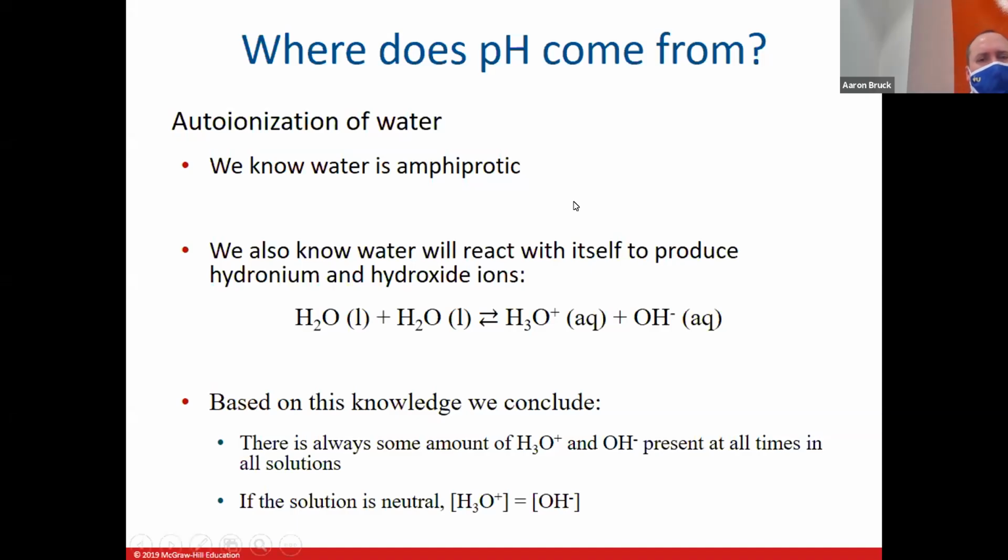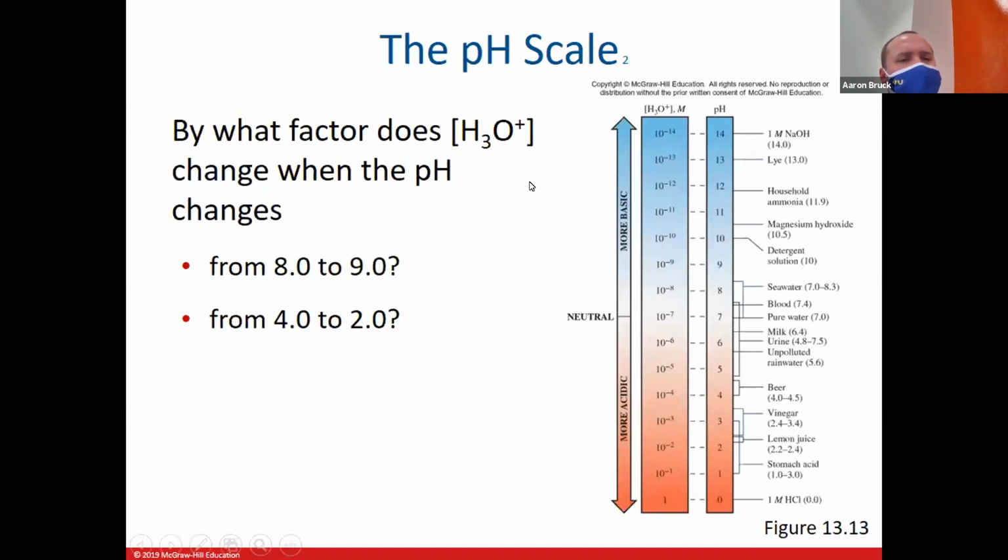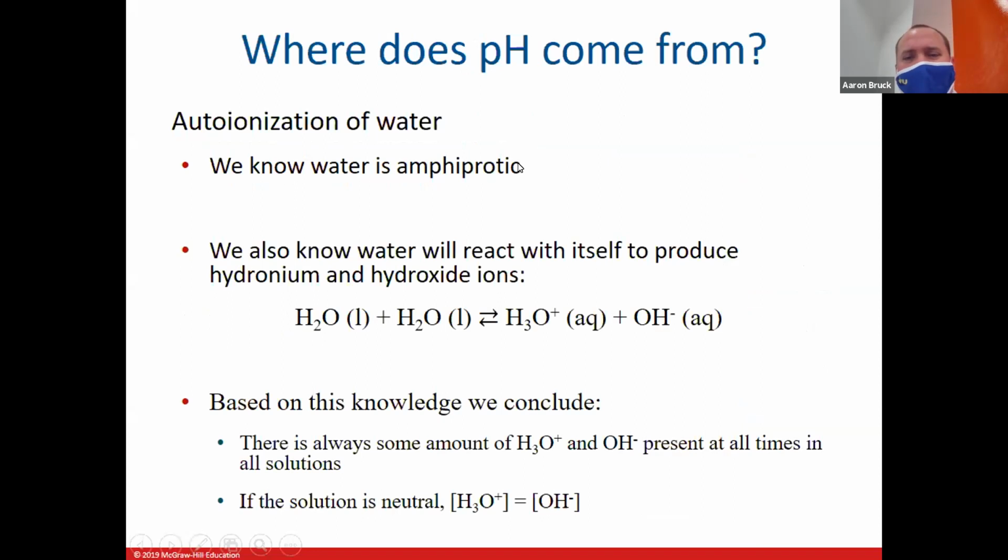Let's move into our continuing conversation about pH. So we ended last lecture talking about the pH scale and the nature of the scale itself as a logarithmic scale, being able to look at it and say, okay, this means that it's this many more times acidic or this many more times basic. But where do we actually get those concentrations?